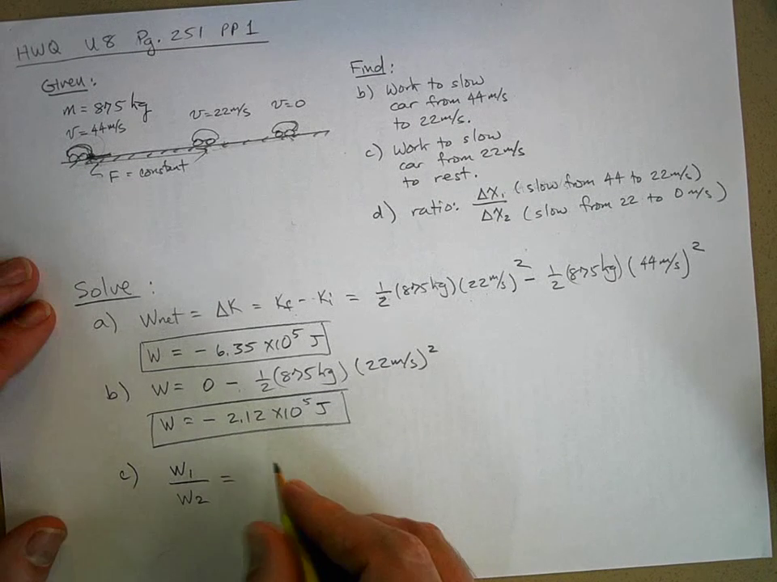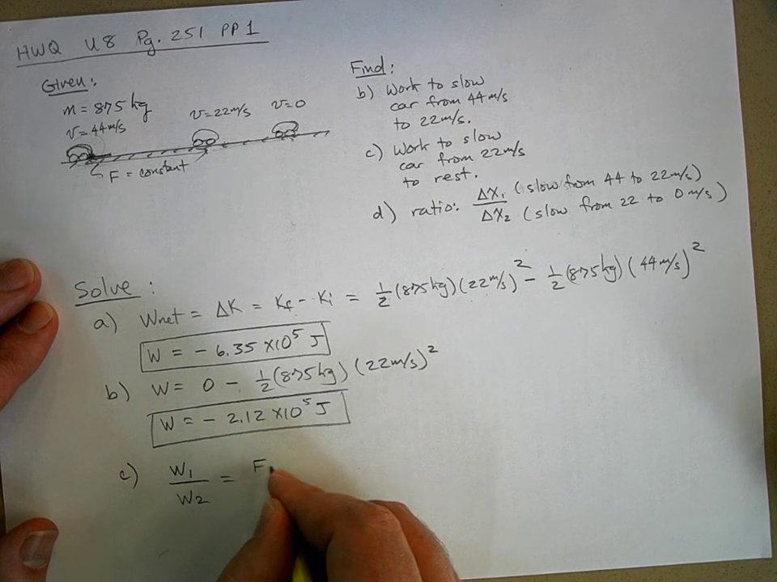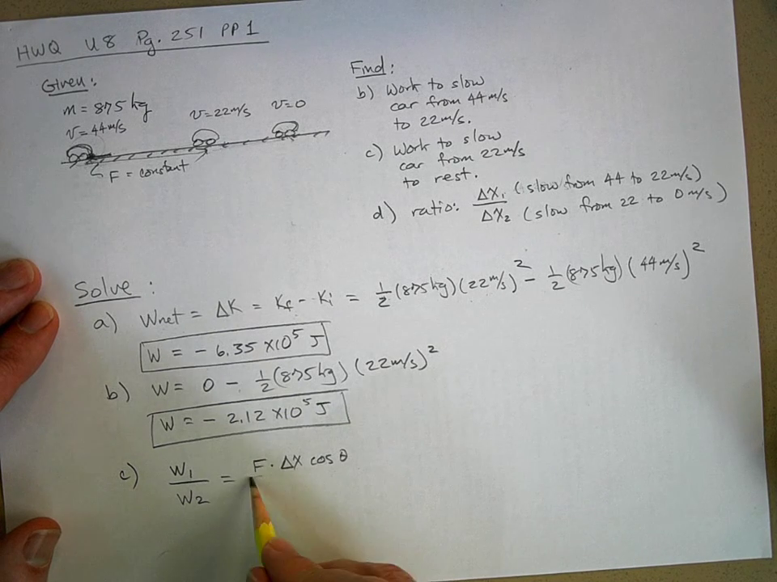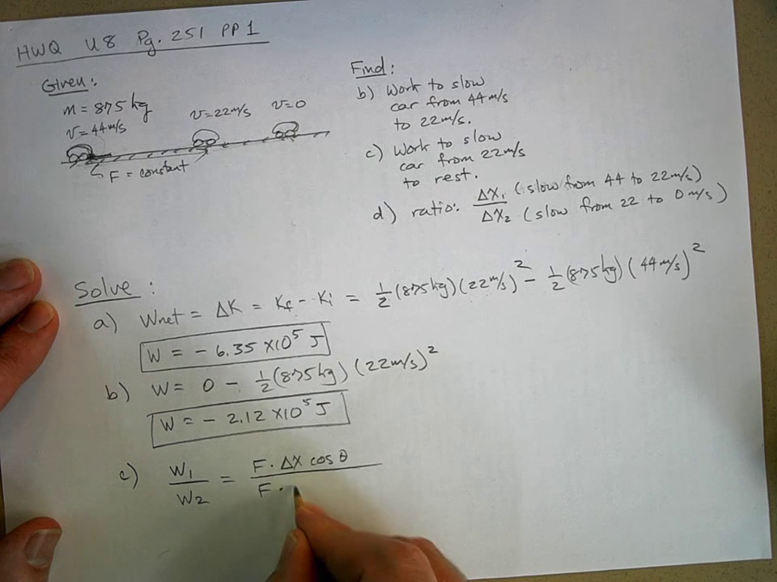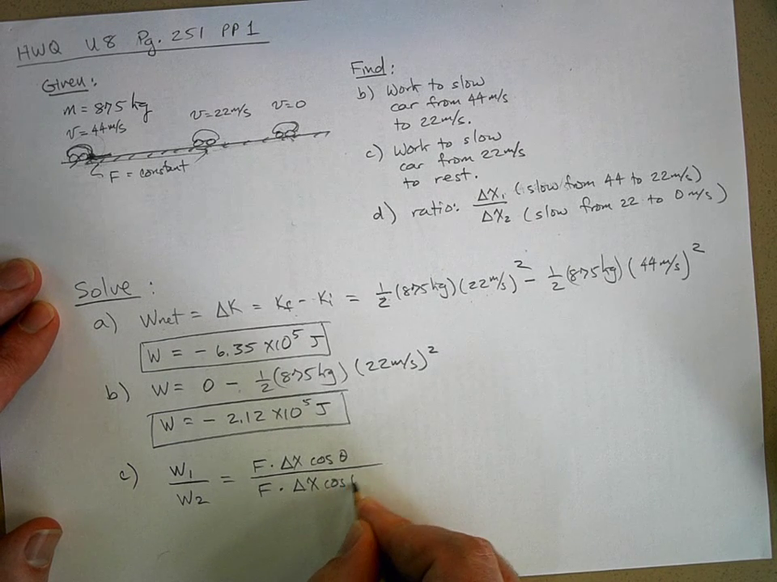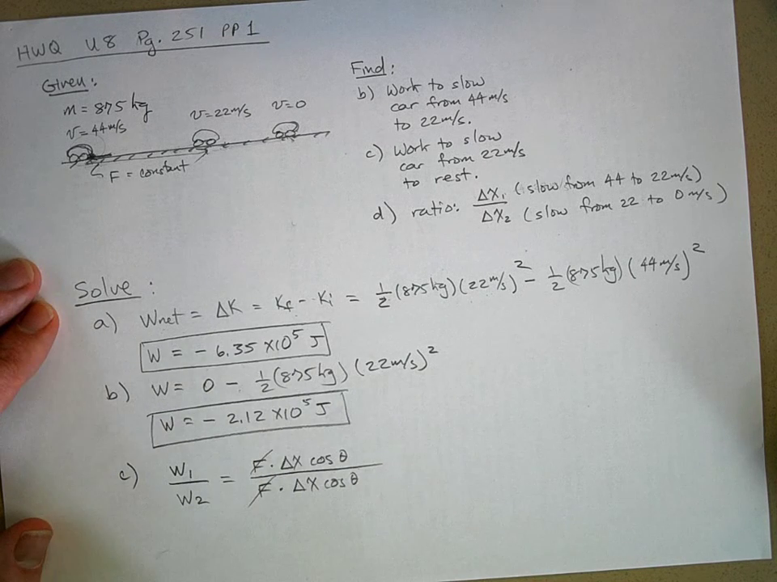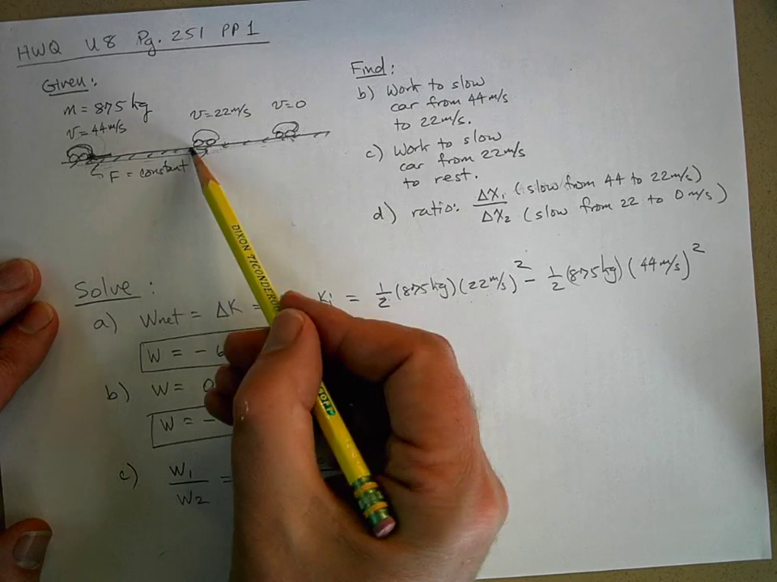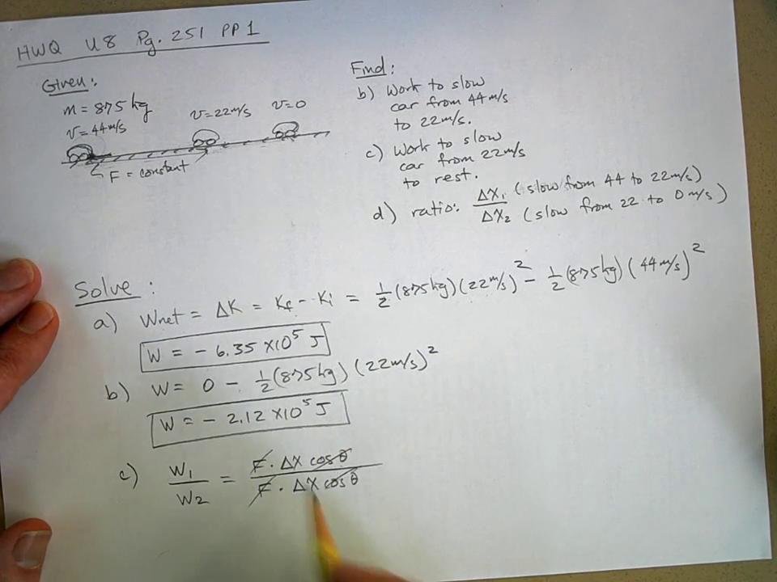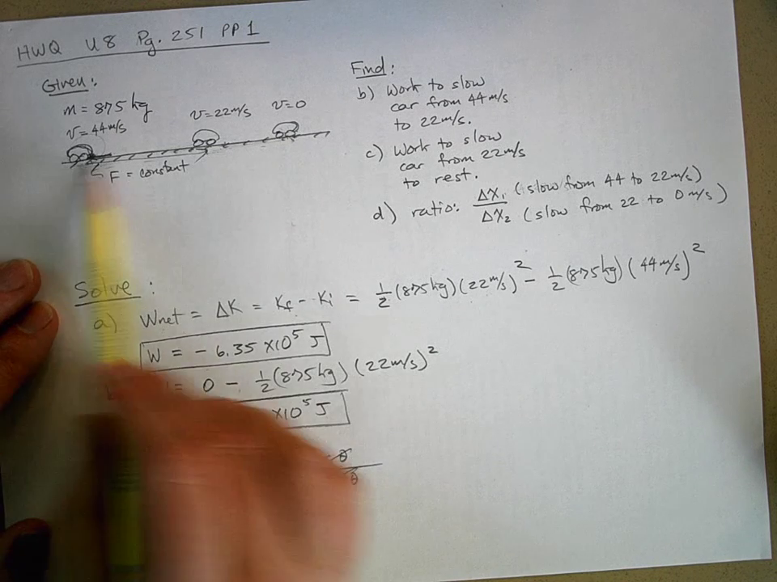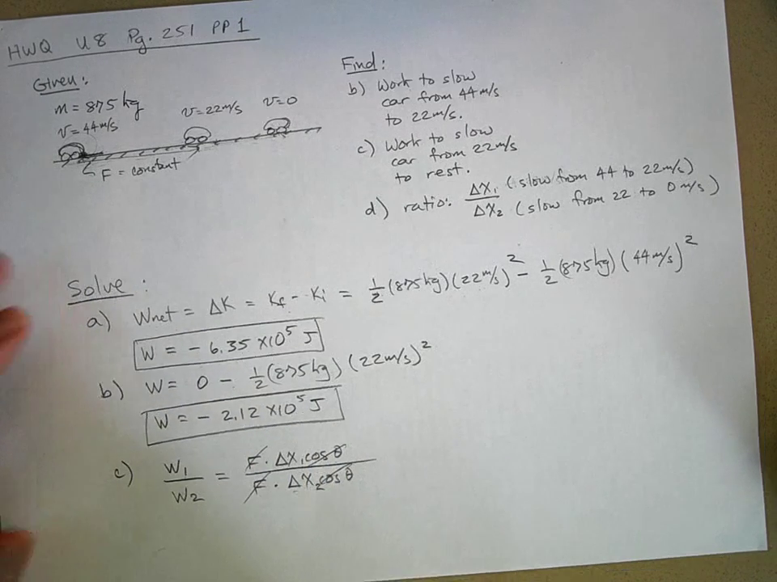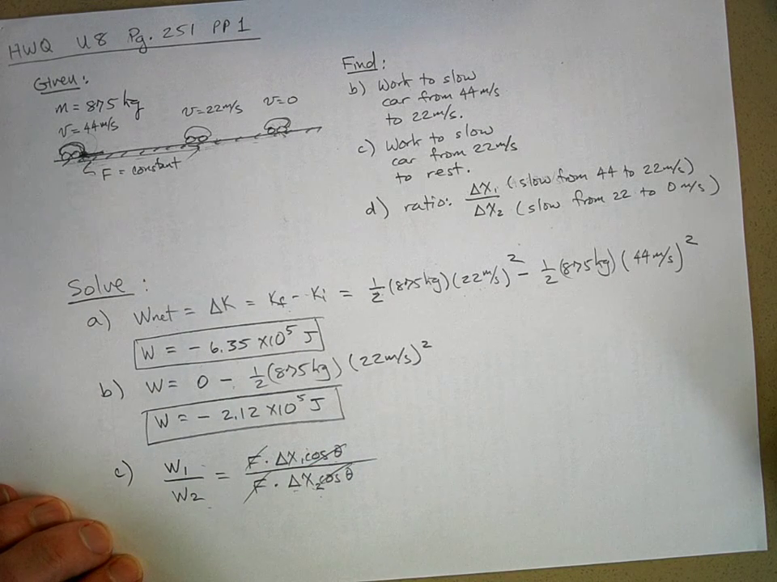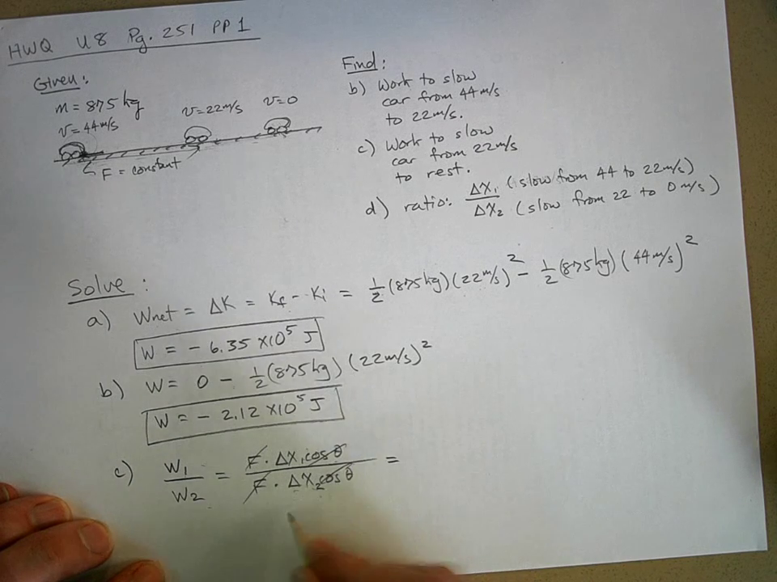Well, remember that work is equal to the force times the displacement times the cosine of the angle between the force and the displacement. Now, the force is going to go away, and the cosine of 180 degrees is the same in both, so that goes away. And so this is the delta x for the first part of your problem, and this is delta x for the second part. So the ratio of the displacements is just going to be the ratio of the work. So that's kind of tricky.